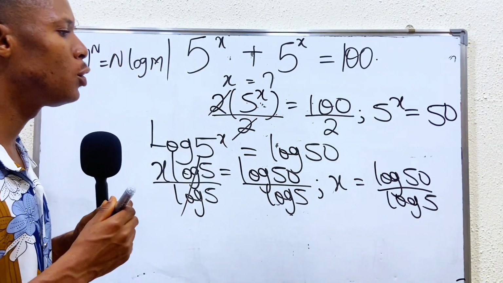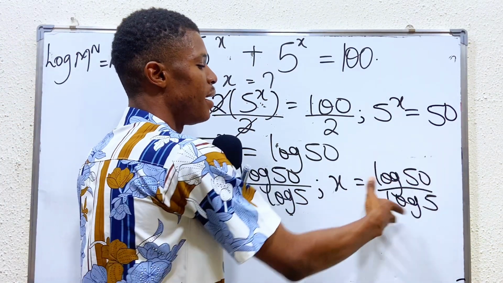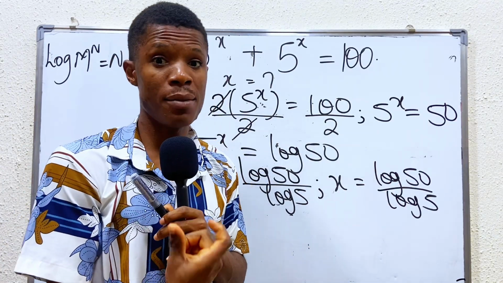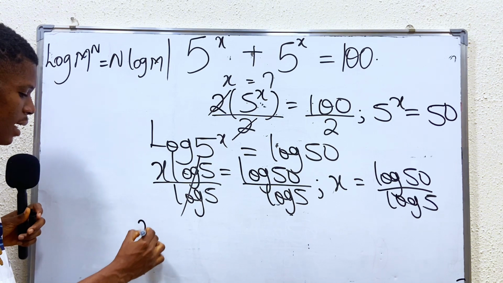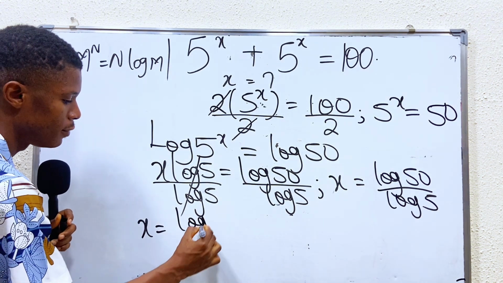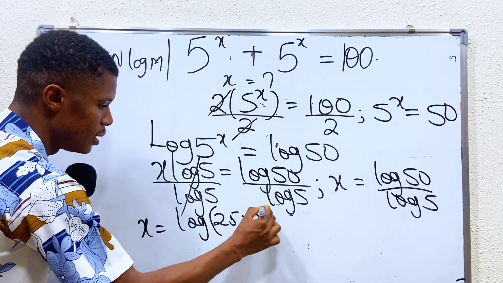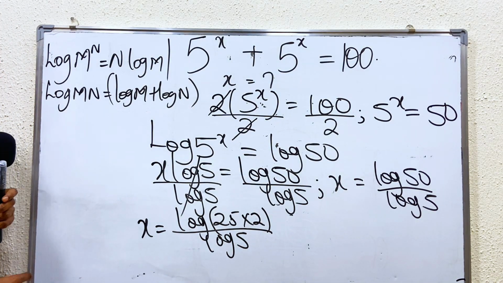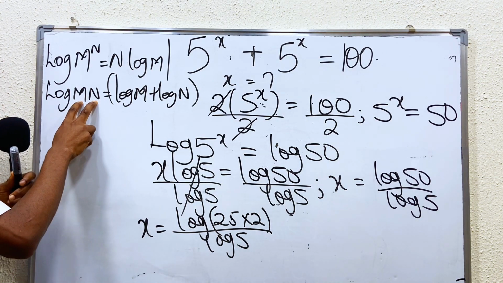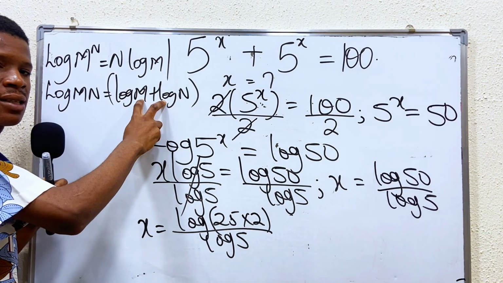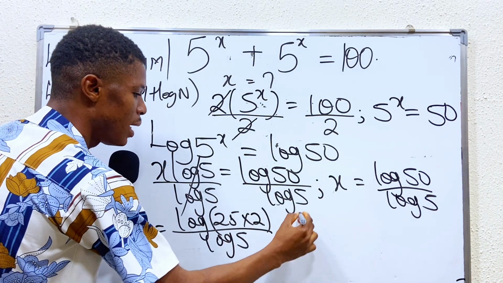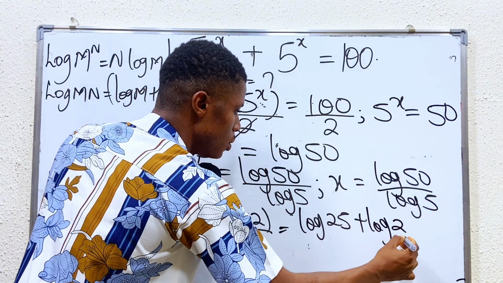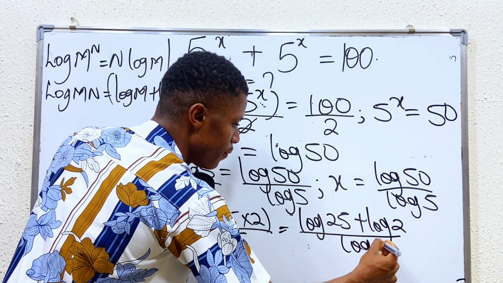So here, what do we observe? We need to simplify the value of x. How do we do that? 50 can be seen as 25 times 2, right? So we now have that x is equal to log of 25 times 2, divided by log 5. Another law of logarithm says that whenever we are multiplying numbers inside a log, we are free to add the logs separately. So we'll now write this as log of 25 plus log of 2, divided by log 5.